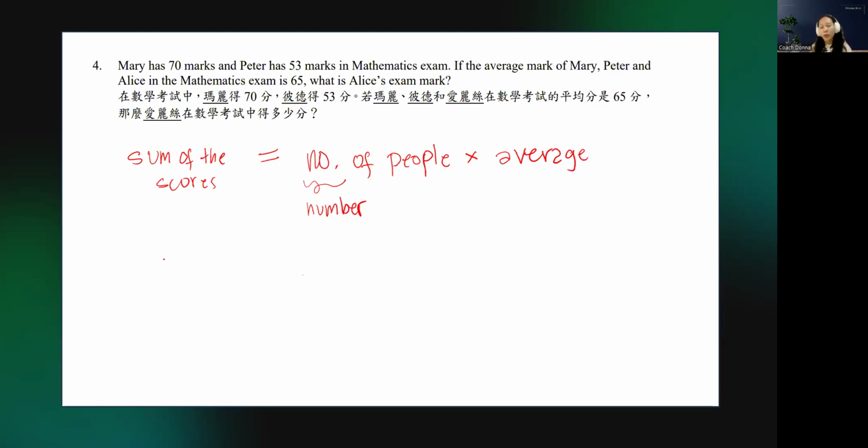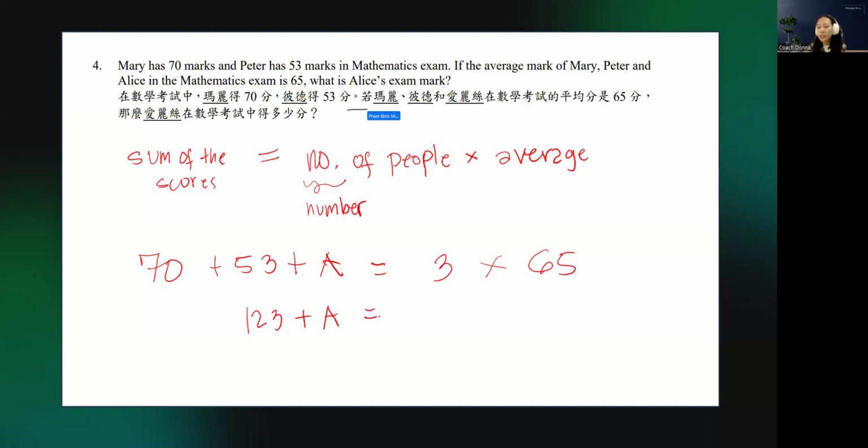So sum of the scores, when you say sum, we're going to add. So you have 70 marks for Mary, and then Peter has 53, and then Alice's exam mark is unknown. Number of people is 3 because we have Mary, Peter, and Alice. And then the average is 65. And then you'd end up with 70 plus 53. We can actually add those two, and you'll get 123 plus A is equal to 3 times 65.